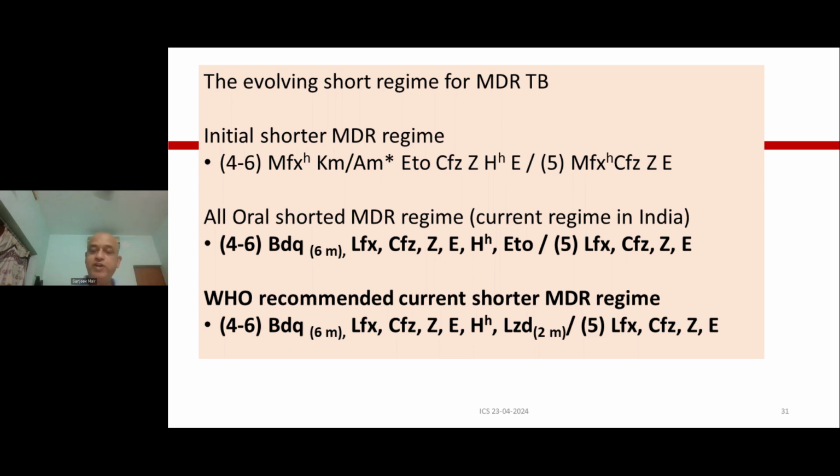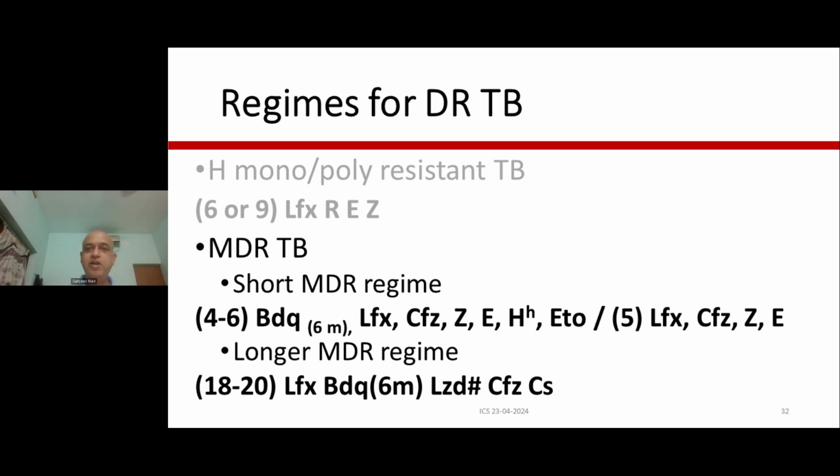Now, WHO has even further recommended that maybe you can replace the ethionamide with linezolid for 2 months, but that has not come to India. So currently what you have in India is what is there in the middle. So maybe change can be expected in the future. So the two regimens are there, the longer regimen and the shorter regimen. For a clinician, once you've diagnosed rifampicin resistance, your challenge is to decide which regimen to give.